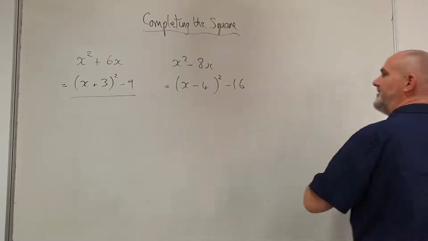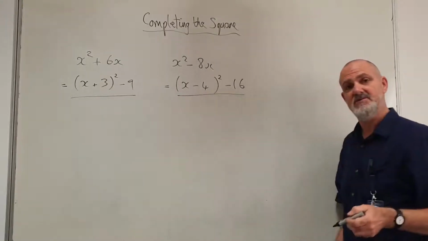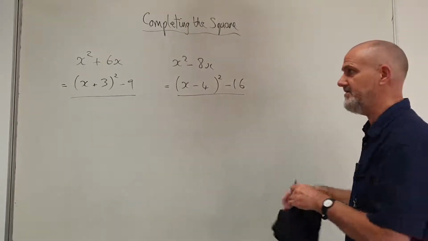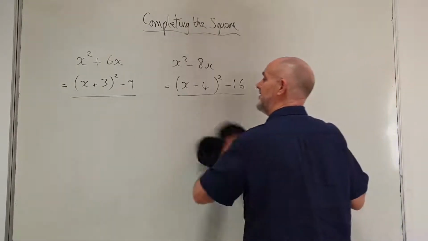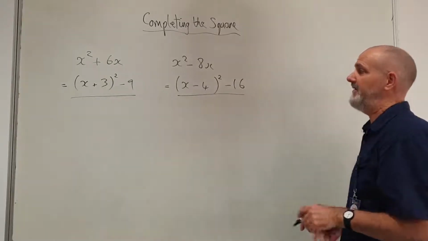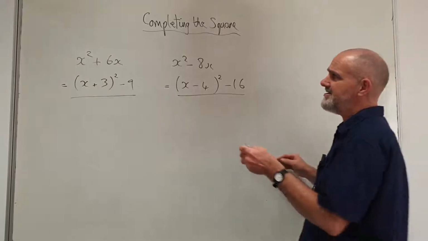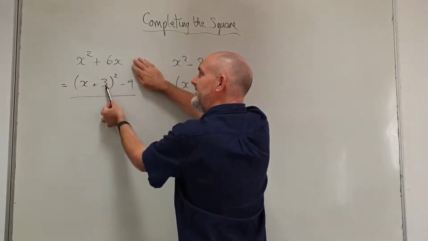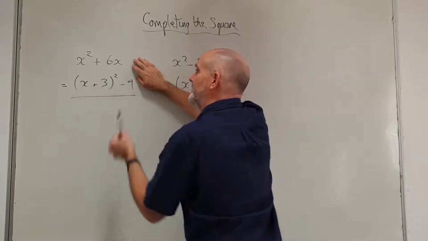And you might say, well, why are we doing that? Well, it turns out to be extremely useful. At the moment, we're just doing it because we know it's going to be useful. We don't see exactly why it's going to be useful yet, but believe me, it is. So this is the system. We take half of that number here, and then we always subtract the square of that number, and that will make it equal.